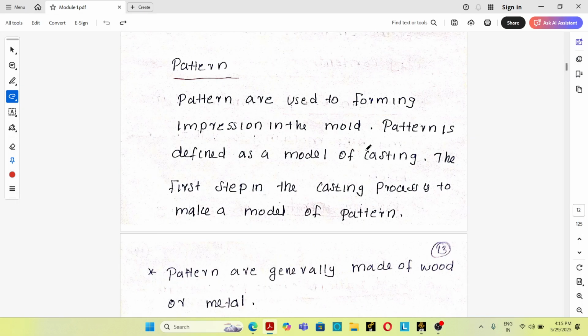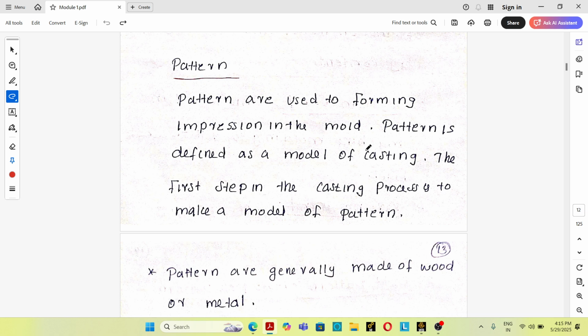In this video, I am going to discuss different classifications of pattern, pattern allowance and pattern material. Patterns are used for forming an impression in the sandcasting mold, and patterns always represent a model of a casting.